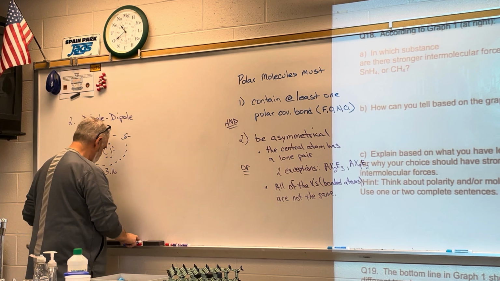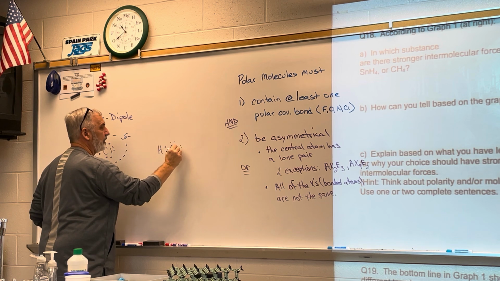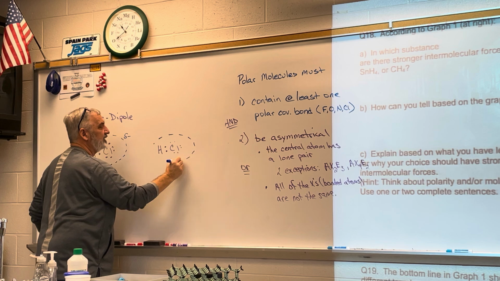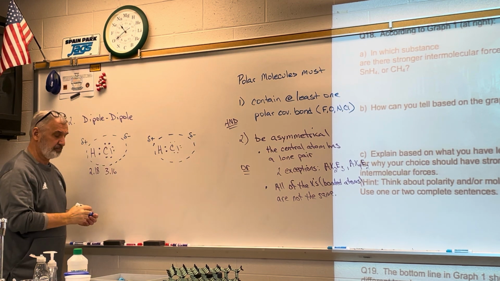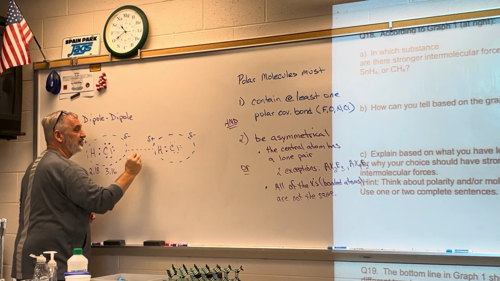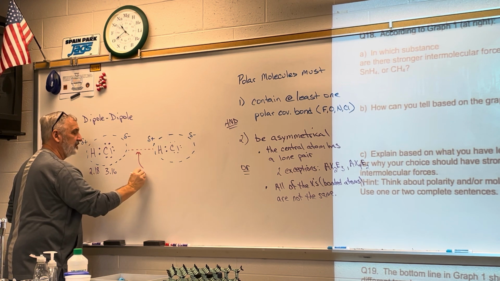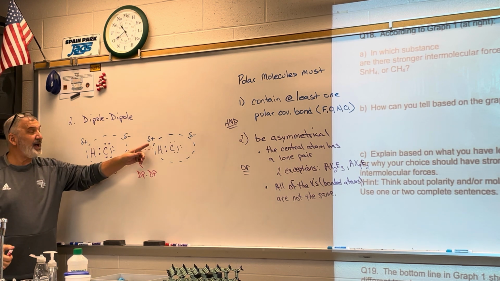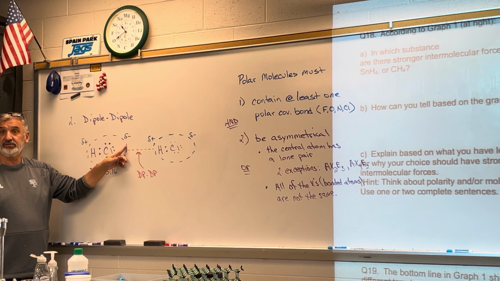So another HCl doing the same thing. So this chlorine is again pulling the electrons over there. So now I have a positive and a negative end on this one. So now, there's going to be an attraction there. This is my dipole-dipole attraction. The attraction of the positive end of one polar molecule to the negative end of another polar molecule.